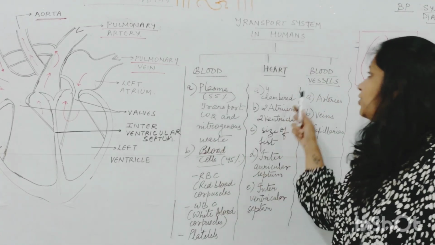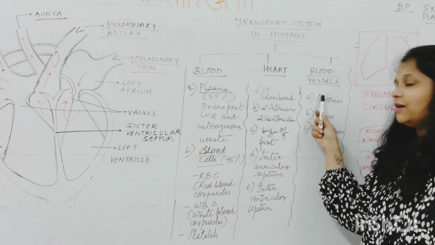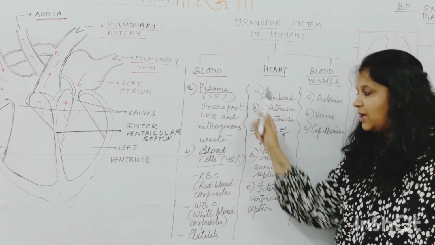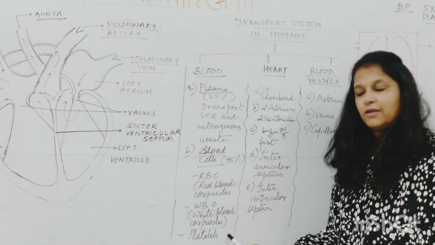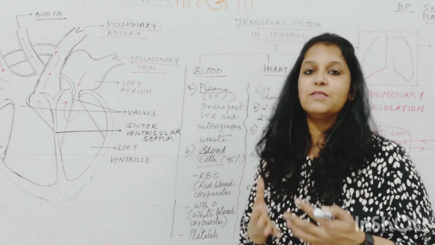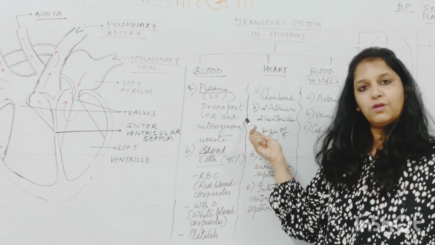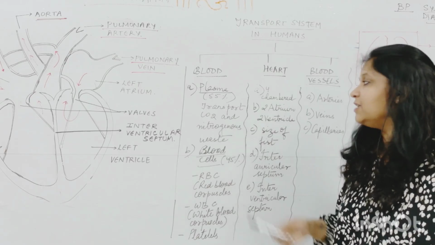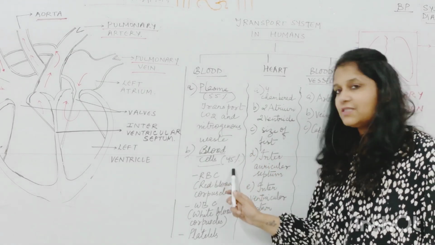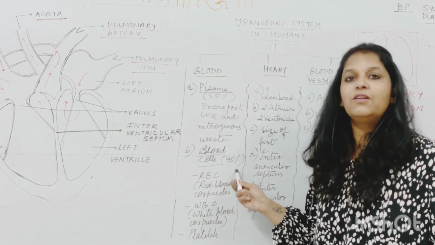The transport system in humans can be divided into three different parts, that is blood, heart and blood vessels. Blood can be further divided into three different components, that is plasma, blood cells and platelets. The plasma is a pale yellow fluid in which our blood cells remain suspended, and it forms around 55% of the total volume. The main function of plasma is to transport CO2 and the nitrogenous waste.